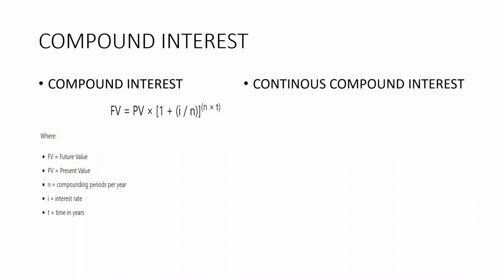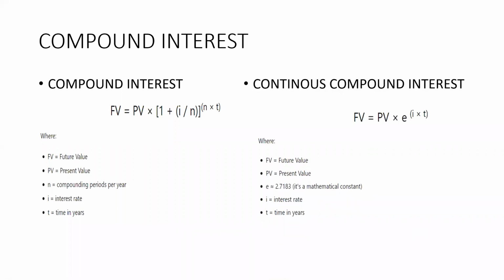So the continuous compound interest is given as FV equals PV times e raised to power IT, where FV is still future value, PV is present value, e is the exponential, which happens to have a constant value in mathematics, 2.7183. Then I is the interest rate, which is also expressed in percentage. Then T is the time in years.